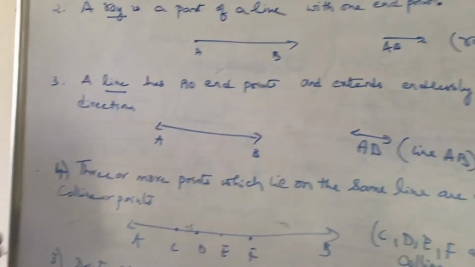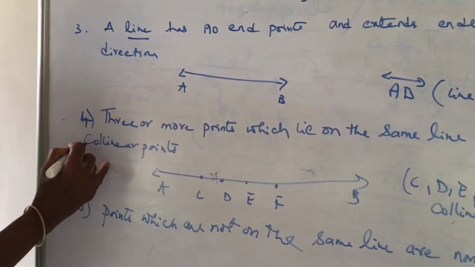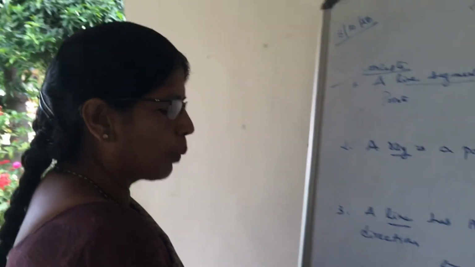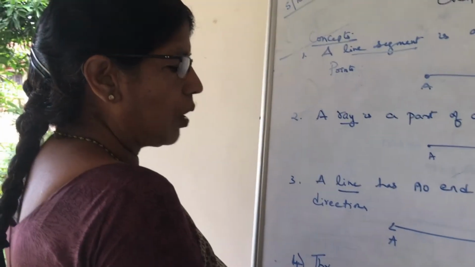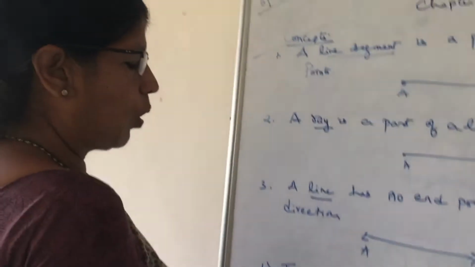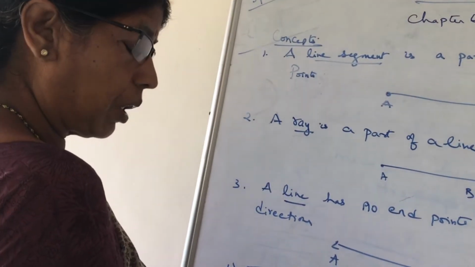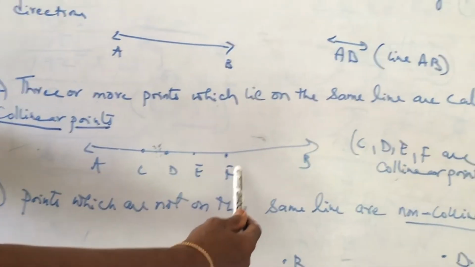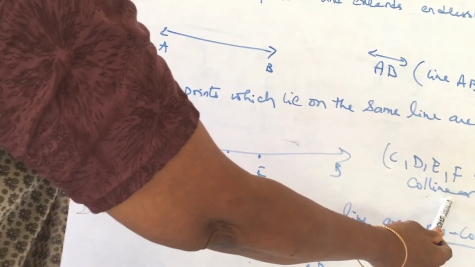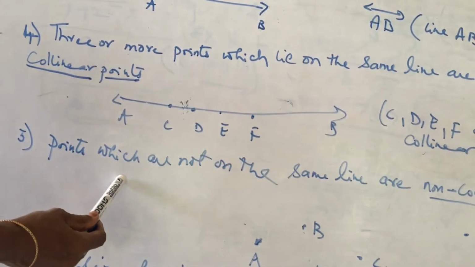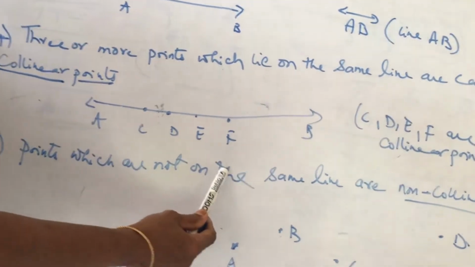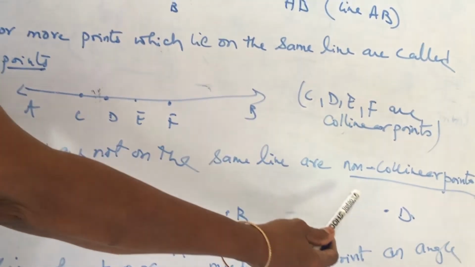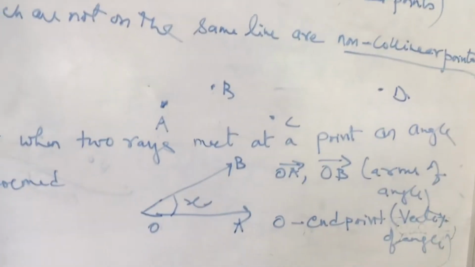Coming to the fourth, children, collinear points. What are collinear points? Three or more points which lie on the same line are called collinear points. If the points do not lie on the same line, they are non-collinear. Collinear opposite is non-collinear.